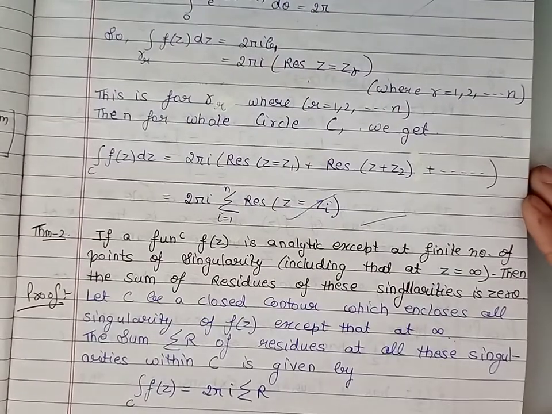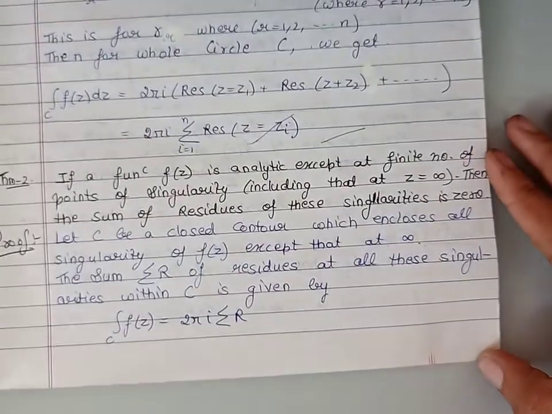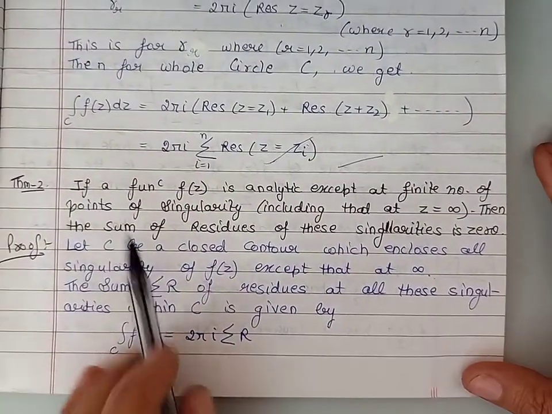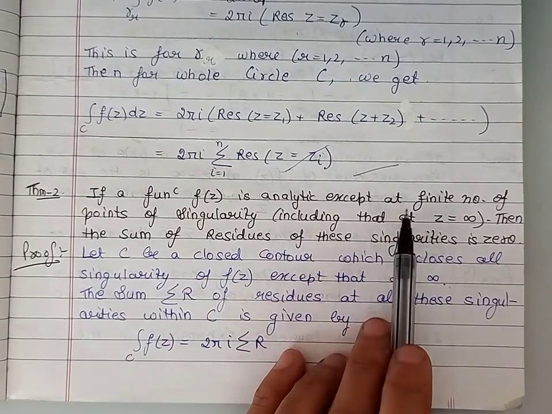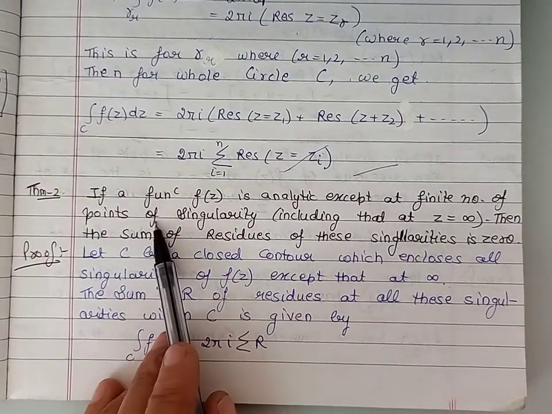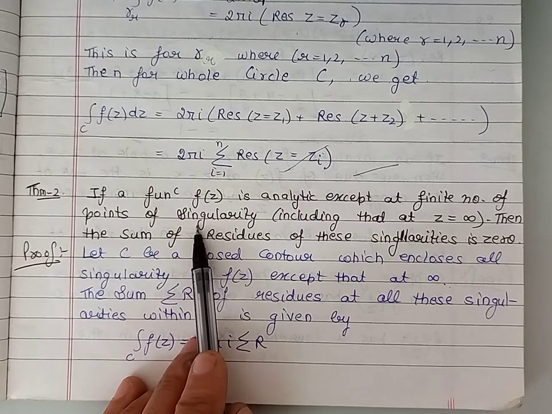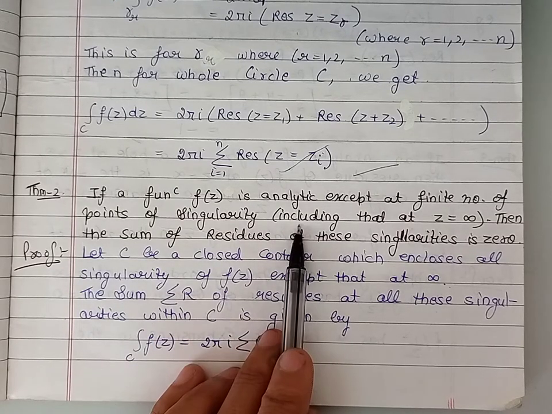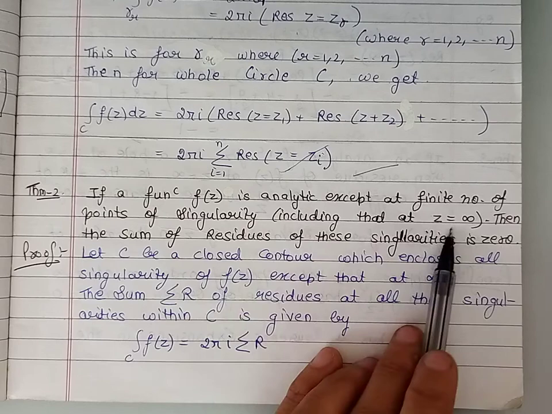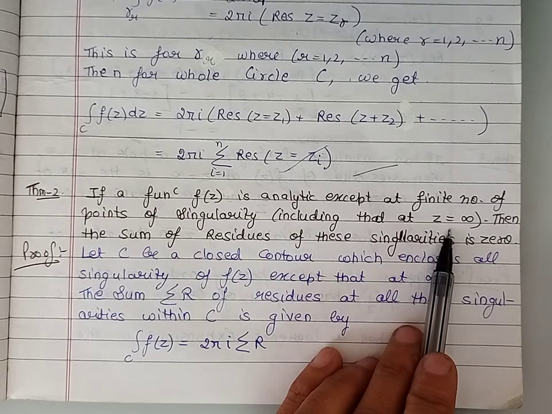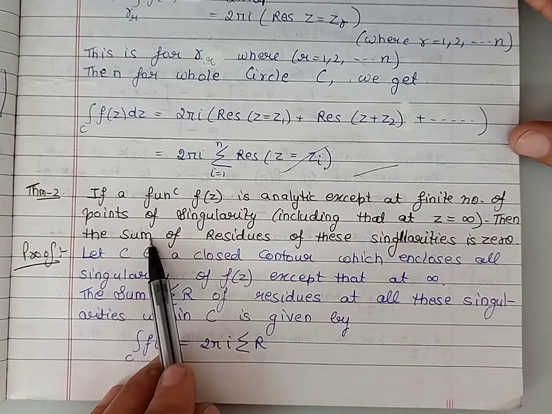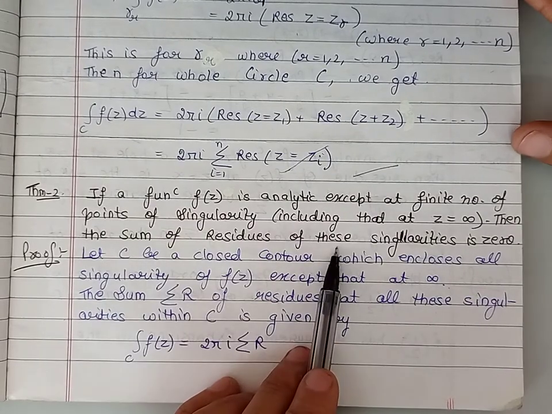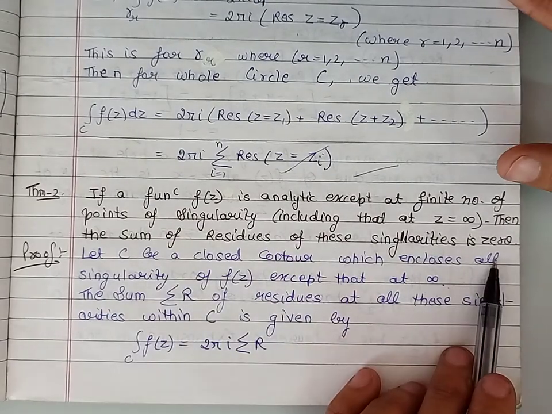Now our next theorem is, if a function f is analytic except at a finite number of singularities, here including the point z is equal to infinity also, then we are to show that the sum of the residues of these singularities is 0.